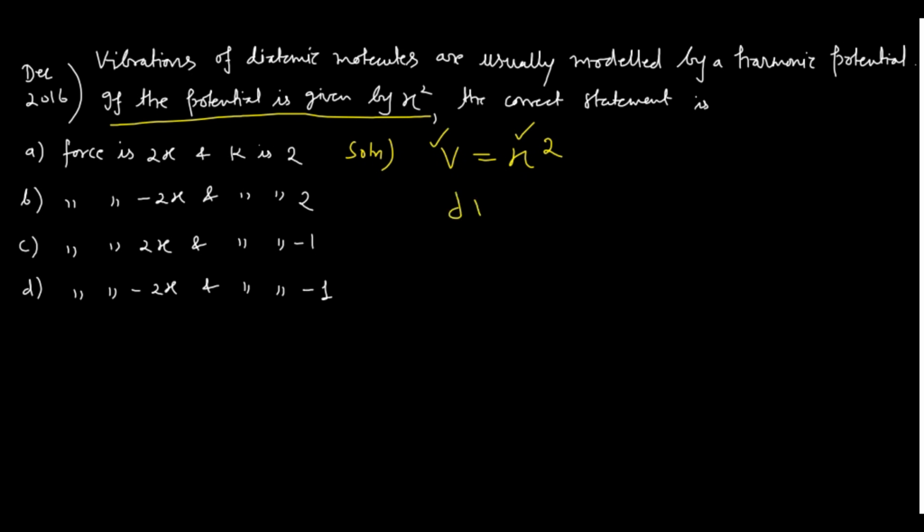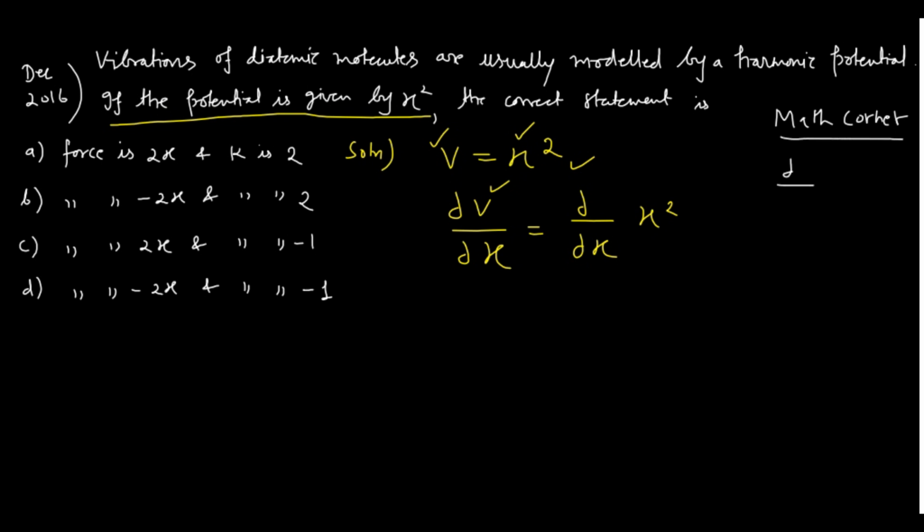del V over del x, because it is a function of x, equals del over del x of x square. Now if you check the maths corner, I can write here math corner for the biology students. This formula is simple: d by dx of x to the power n equals n x to the power n minus 1. This is the formula which you should use here, right?